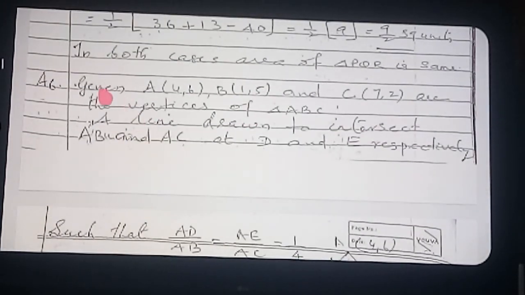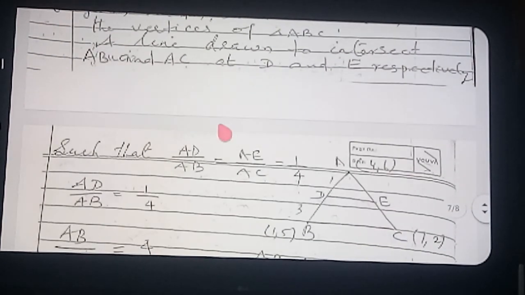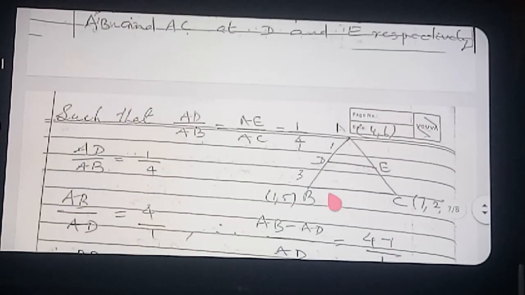Question: given A(4, 6), B(1, 5) and C(7, 2) are the vertices of triangle ABC. A line is drawn to intersect AB and AC at the points D and E respectively, such that AD by AB is the same as AE by AC, which is 1 by 4. That is what I drew here. See the diagram. Coordinates of A are (4, 6), coordinates of B are (1, 5) and coordinates of C are given as (7, 2).